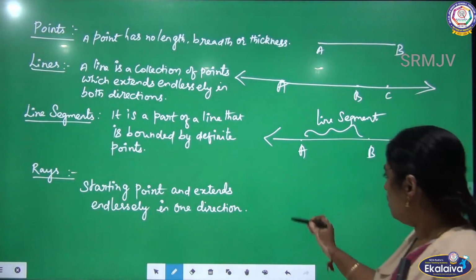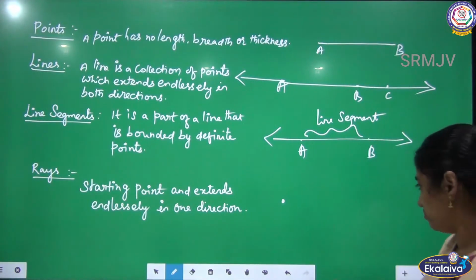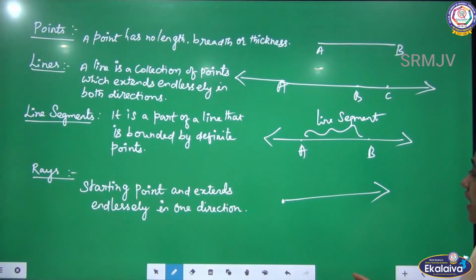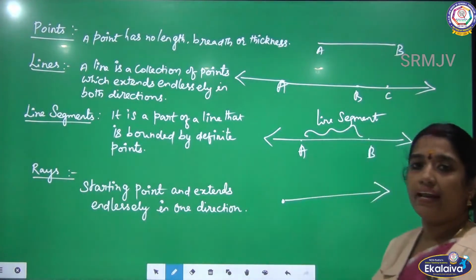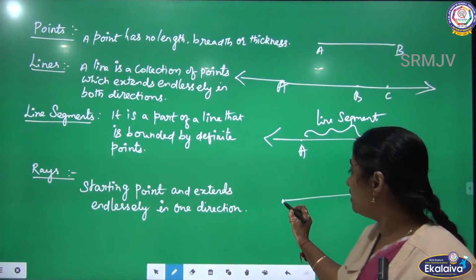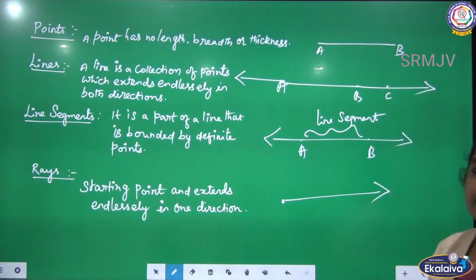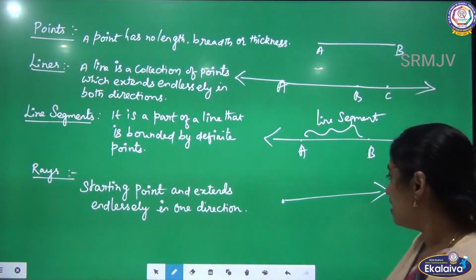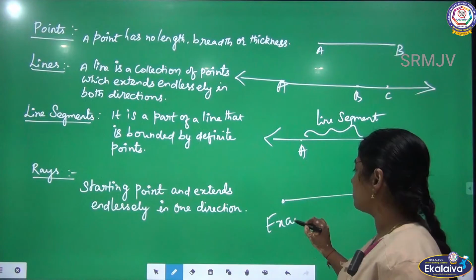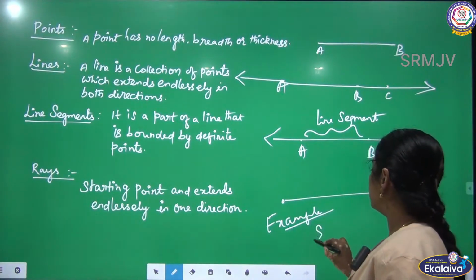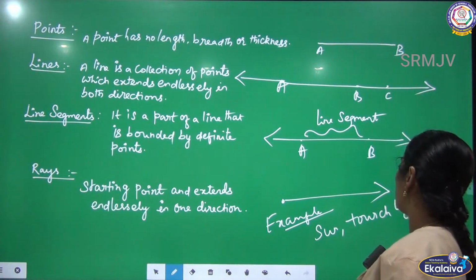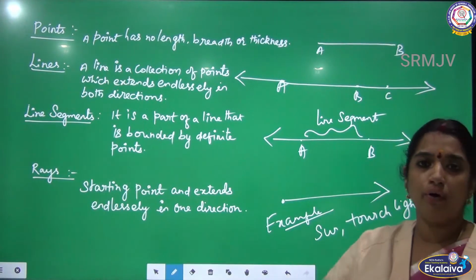Okay, a ray has a starting point but there is no end point. We don't know where it ends. Endlessly in one direction it can move; we know the starting point, but endlessly in what? One direction. Okay, there is no end point for that. Simply we can say, for example, the sun and your torchlight. See, it has the starting point but we don't know the end point for that.